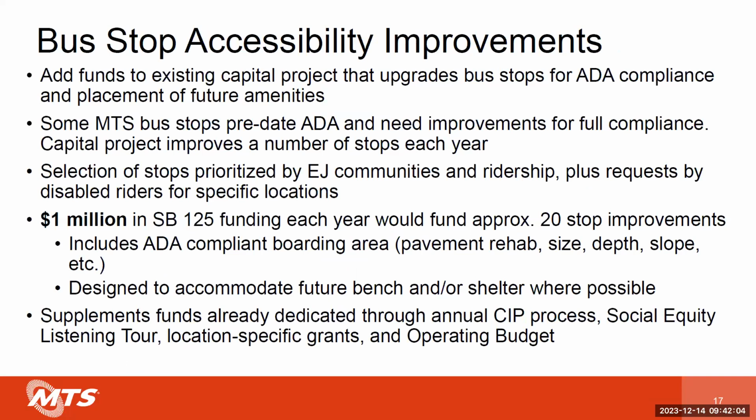We're also proposing to add $1 million a year in bus stop accessibility improvements. This is an existing CIP project that we fund each year, and this would add $1 million, which will allow us to add approximately 20 bus stops. These are locations where we don't have current ADA compliance, and we need to add concrete or make other improvements in order for the stop to be fully ADA compliant. And wherever possible, we add the additional hardscaping to add benches and shelters in the future.